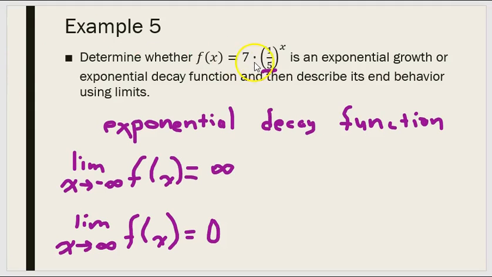If the function does have a lot of transformations being applied to it, especially the shifts and the reflections, then you may want to type the graph into a graphing calculator so that you can look at the shape of it and then just identify the height on the left side and the height on the right side to do that end behavior using limits part.